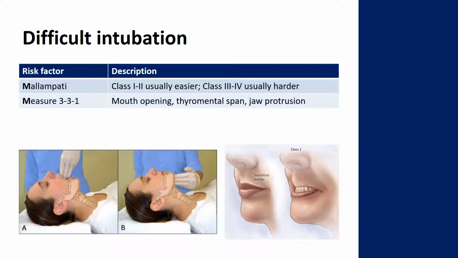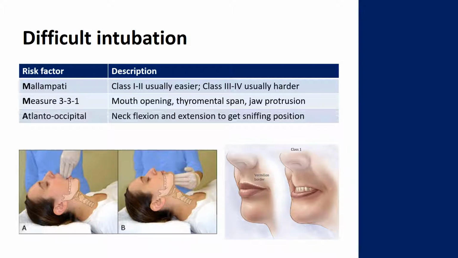So people should be able to slide their jaw forward about 1 finger breadth. And the easiest way to determine this is just to get them to try and bite their upper lip. If they can cover the vermilion border, then they've got 1 finger breadth, and it should be okay. The A stands for atlanto-occipital motion, which is basically just neck flexion and neck extension, and how easy is it going to be to get them into that sniffing position.